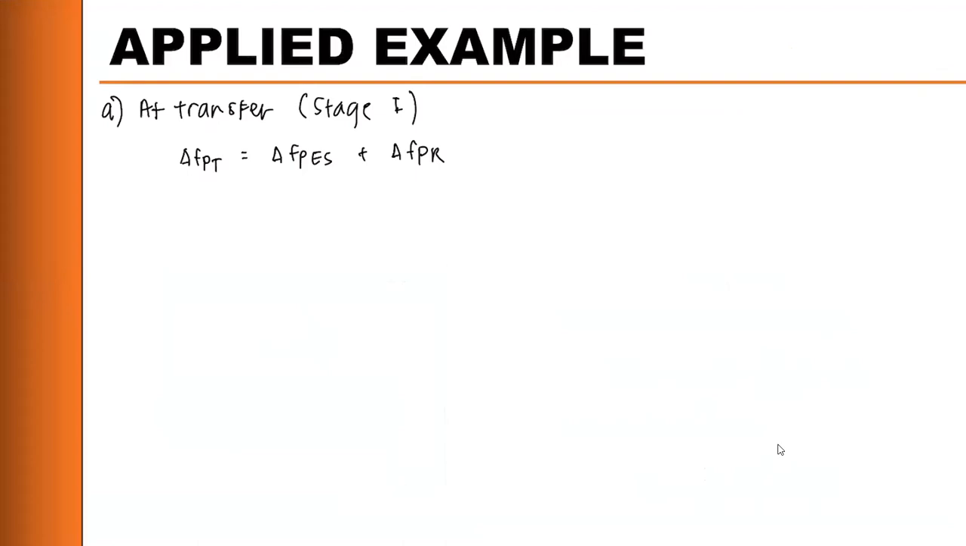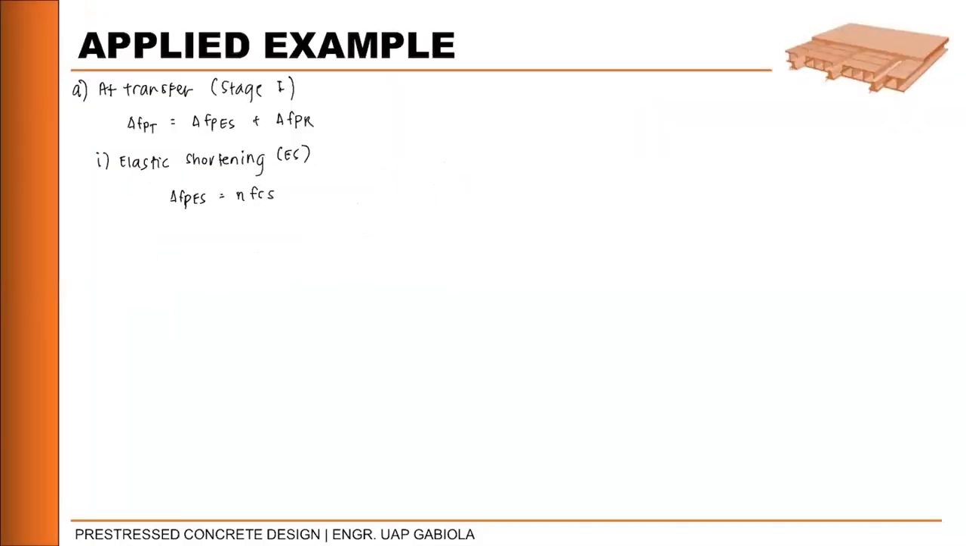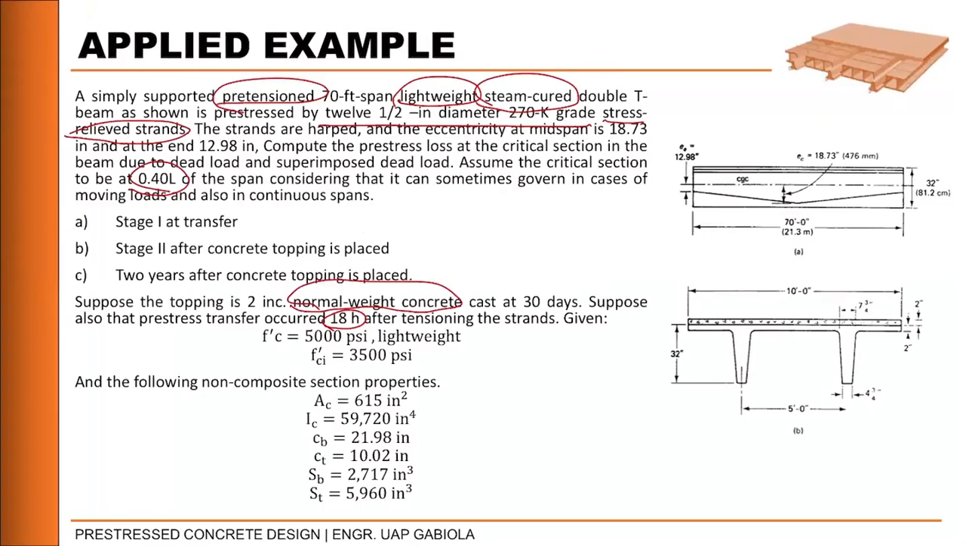Okay? So, elastic shortening muna tayo. So, kailangan natin FP, ES is equals to N FCS. So, kailangan natin si N, kailangan natin si FCS. Pero ano ba yung sabi sa problem? Meron siyang critical section na binanggit. Sabi niya, ang critical section daw natin, ito yung gamitin natin, 0.4 nung span natin. So, kailangan kunin natin yun dito.